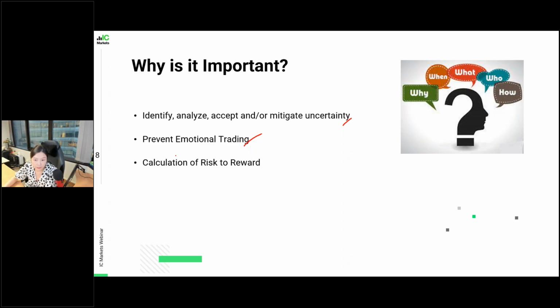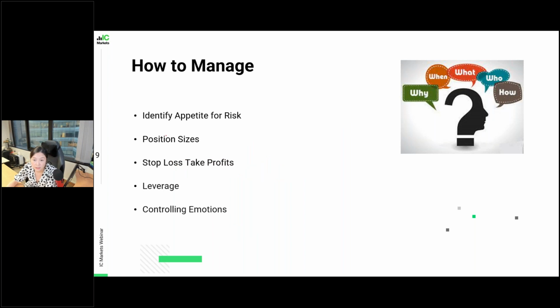Okay. And lastly, it is important to also calculate your R to R ratio, because as Desmond mentioned, 1:1 is good, but sometimes if you can aim for 1:2 or 1:3, that would be better. So you need to calculate your risk to reward, which is also risk management.